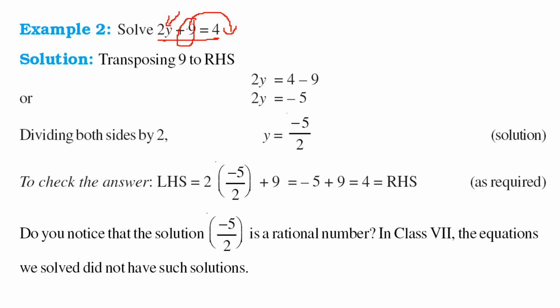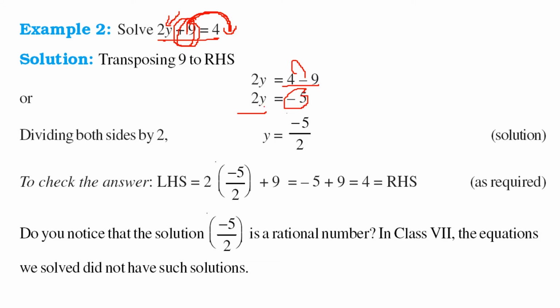When we transfer any value from left hand side to right hand side and vice versa, what will happen? The sign will change. So plus 9 will become minus 9 here. So when we transfer 9 here, it will be 4 minus 9. And 2y and 4 minus 9 is of course minus 5.